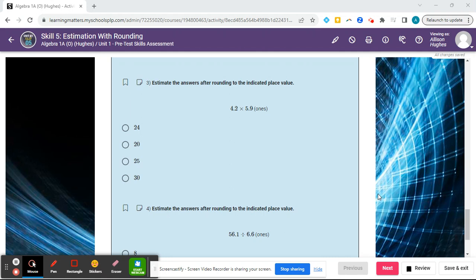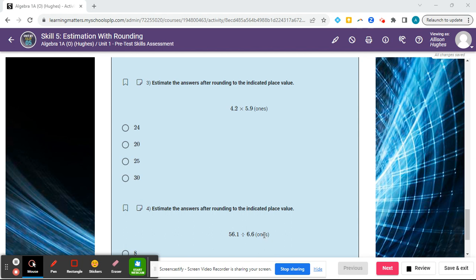Hi, in this video we're going to take a look at some feedback for your questions 3 and 4. They say estimate the answers after rounding to the indicated place value. So what that means is we're going to take each of our numbers, we're going to round them first, and then we're going to perform the operation, whether it's multiplying or dividing. In the parentheses, it tells you what place value you're going to round. So we're going to round the ones place, or you could think of it as the nearest whole number.